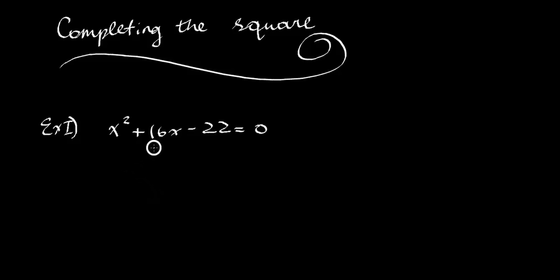Alright, it's a basic instinct to want to factor. But the problem with this equation is that we cannot factor it. There's no number that multiplies to 22 that gives you 16. So this isn't factorable, and the best way to solve this is completing the square.